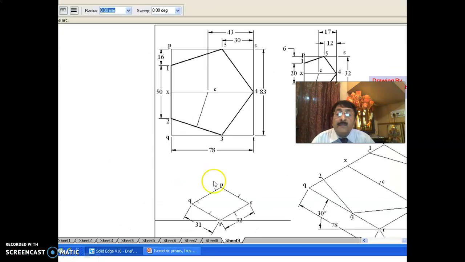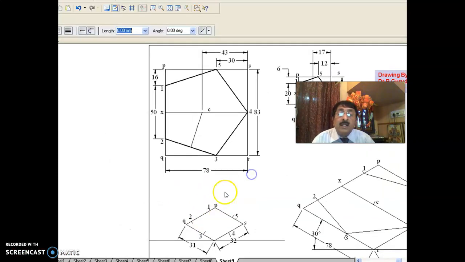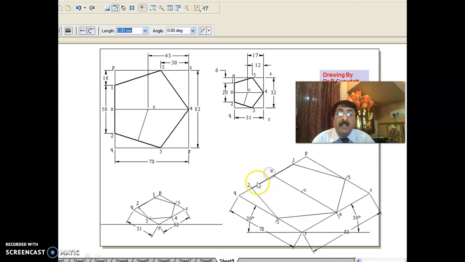In that way, you see here, I cut all that. And 1, 2, 3, 4, 5, I got. Okay, this is 6 mm, this is 6 mm, and this is 12 mm. This is also 12 mm. This is the midpoint. Then complete the pentagon light. Don't darken it. Complete it light.